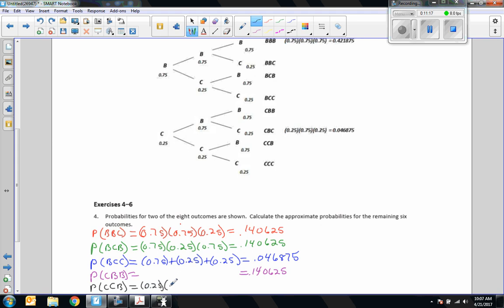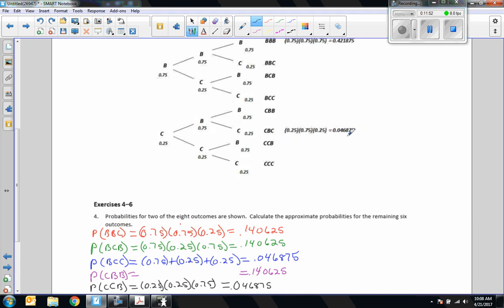0.25 times the probability of C, 0.25 times the probability of B, 0.75. And that's going to equal, well, we have two 0.25s here and a 0.75. We have BCC here. CCB is going to come out with the same because multiplication is again commutative. So I'm going to get 0.046875 for CCB.